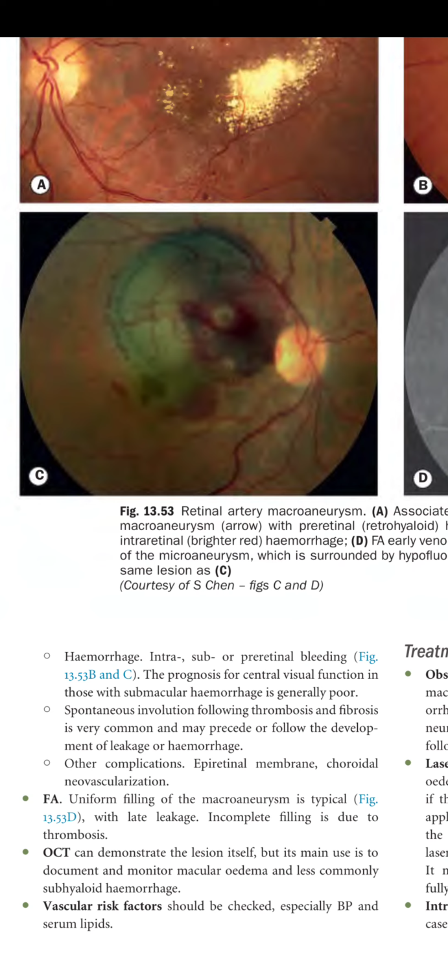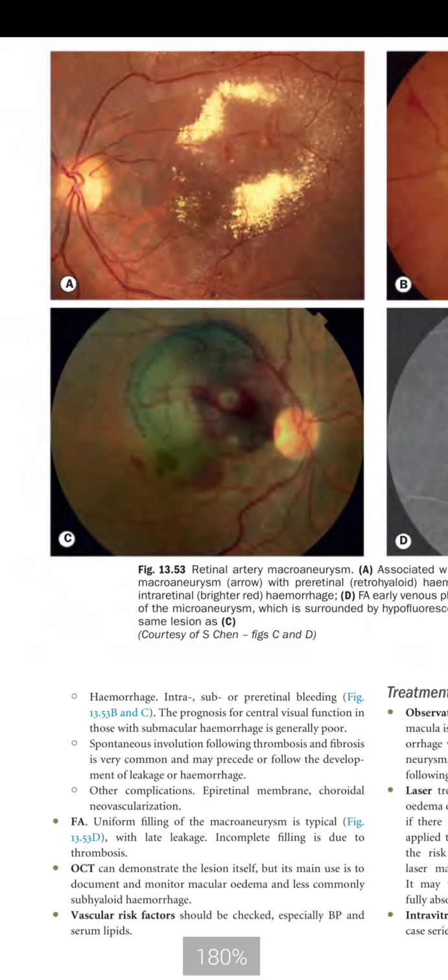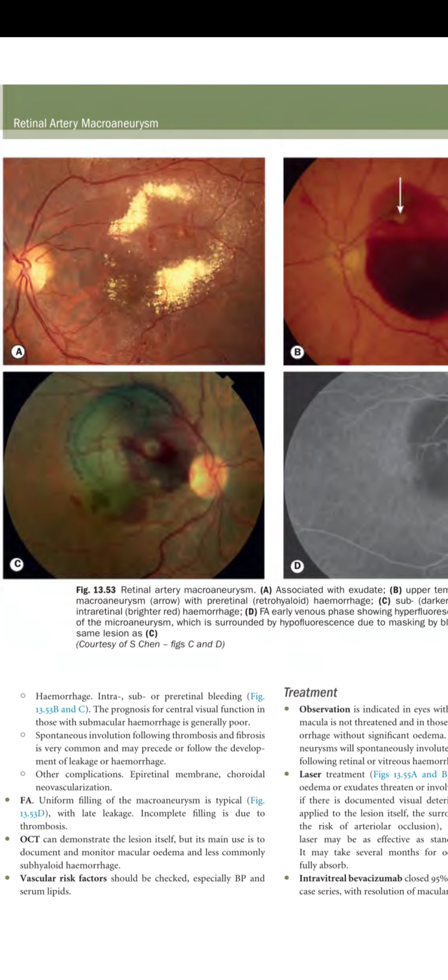The prognosis for central vision in those with submacular hemorrhage is poor. Spontaneous involution following thrombosis and fibrosis is very common and may precede or follow the development of leakage or hemorrhage. So resolution can also occur. Other complications include epiretinal membrane and choroidal neovascularization. So this is a retinal artery macroaneurysm.